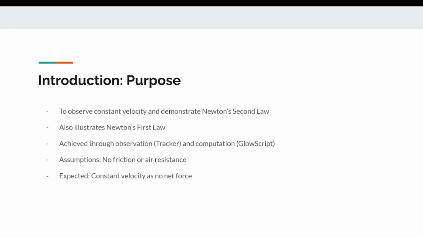So the purpose of our lab was to observe constant velocity and demonstrate Newton's first and second laws, and this was achieved through observation of an experiment through a program called Tracker and a production of a simulation in a Python API called GlowScript. So the assumptions were there would be no friction or air resistance in the x-plane, and this should have allowed for there to be constant velocity as there was no net force.